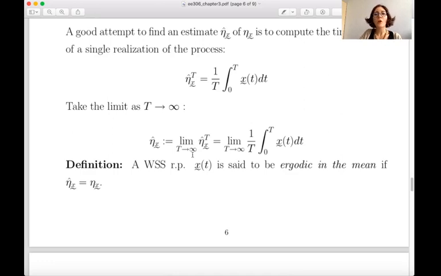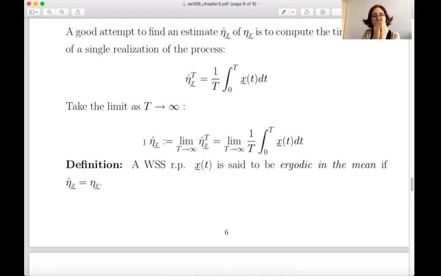So we observe our random process for a wider and wider time period, and then we integrate and we normalize by dividing with t, and then we look at what this limit happens to be as t goes to infinity. So this is the best thing that you can obtain from a single realization of a random process. Observe your random process for a sufficiently long interval.